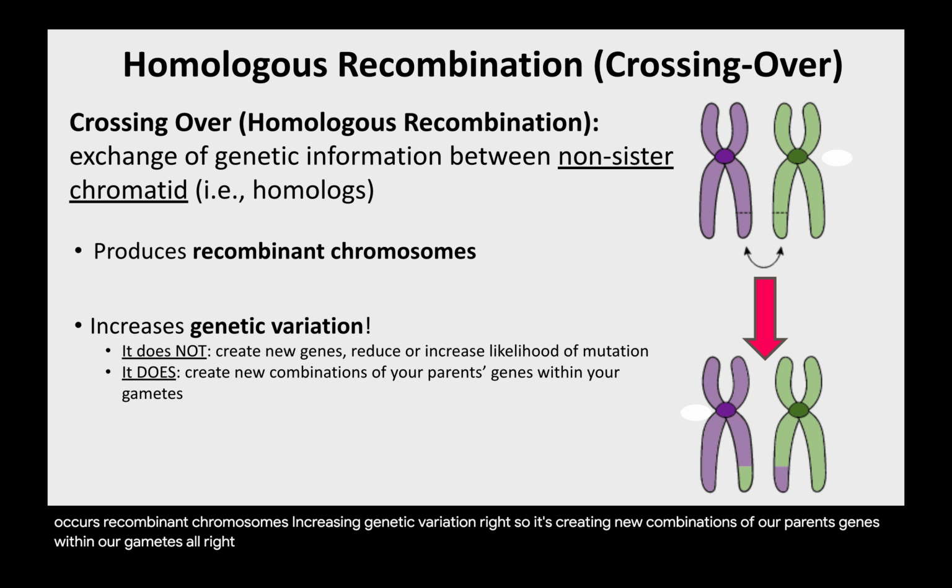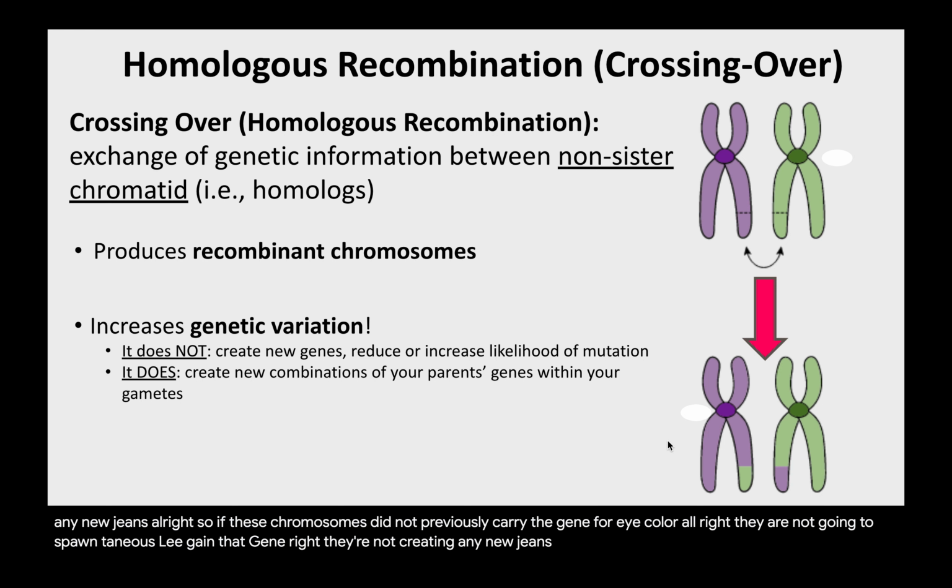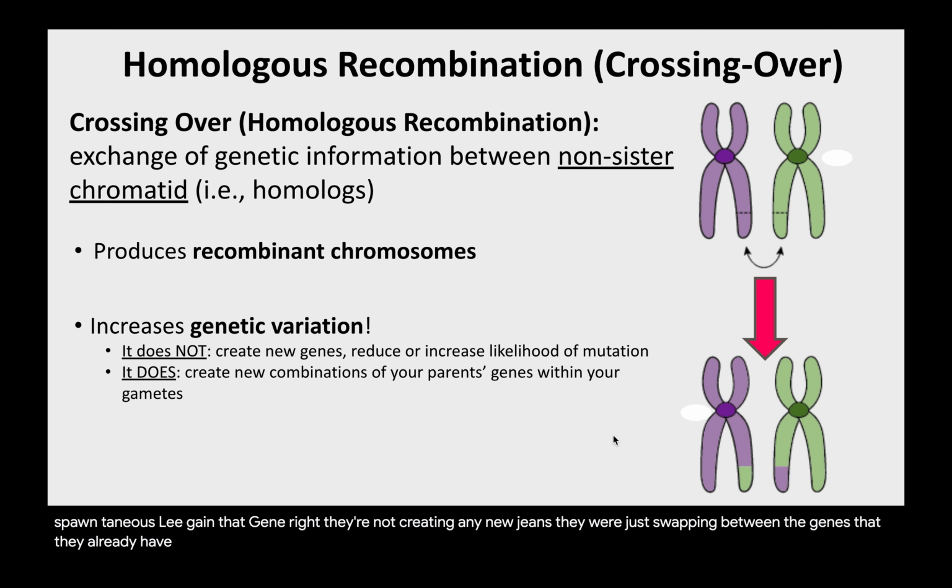What it does not do is increase or reduce the likelihood of a mutation. It can also not create any new genes. So if these chromosomes did not previously carry the gene for eye color, they are not going to spontaneously gain that gene. They're not creating any new genes. They're just swapping between the genes that they already have.